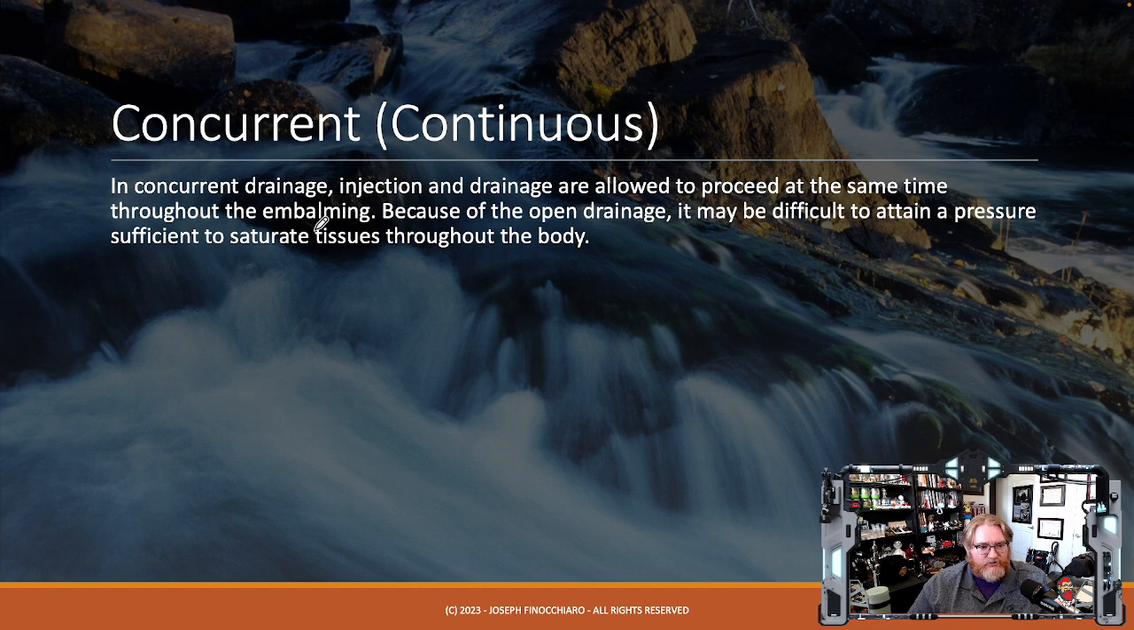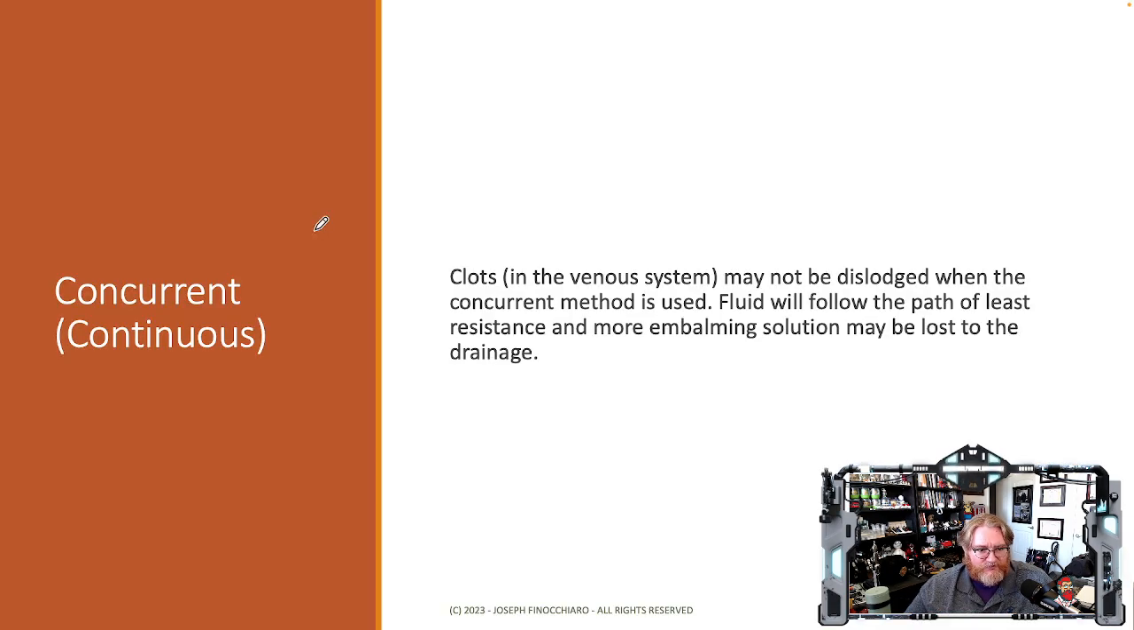Concurrent or continuous drainage. Injection and drainage are allowed to proceed at the same exact time throughout the embalming. Because of the open drainage, achieving a uniform pressure can be difficult. Getting saturation can be complicated. So with concurrent, your arms are moving at the same exact time. You're injecting and draining the entire time. So you're never really able to build up a large level of pressure because the hole is always open. This is the most common method that people apparently use, even though it might be the least efficient.